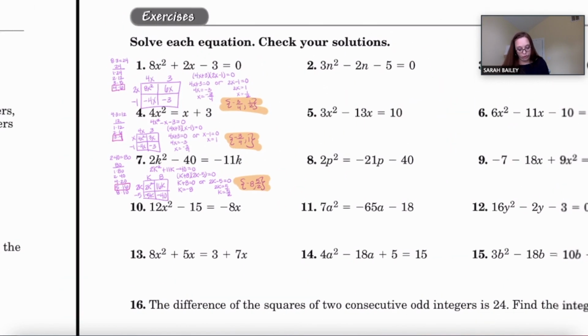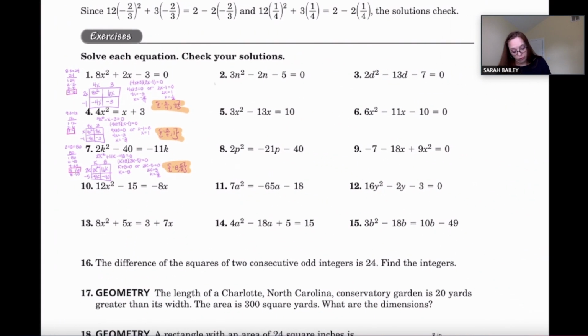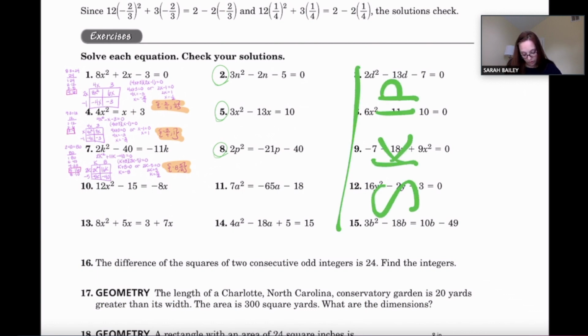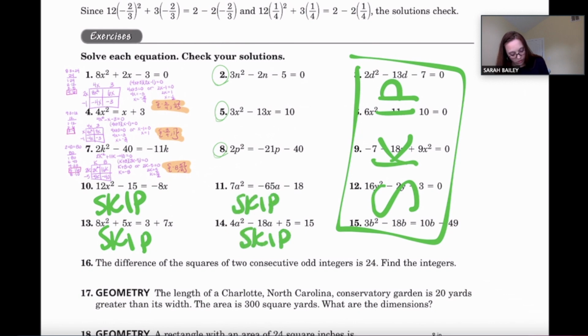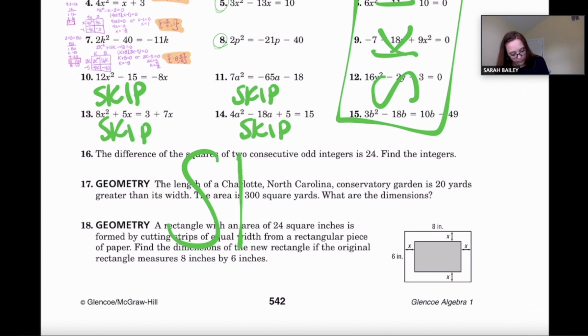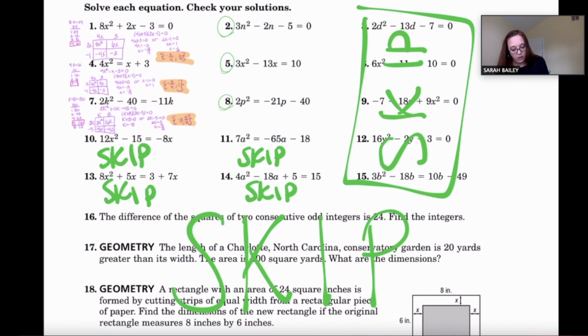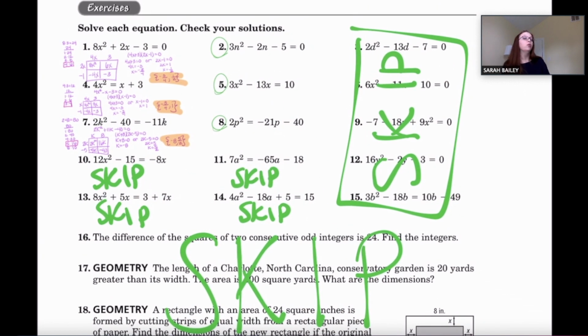Okay, so I'm going to have you just do 2, 5, and 8. You can skip over the rest. So I want you to write skip though for me. So we can skip that. Okay. So I only want you to do 2, 5, and 8. You are certainly welcome to do more, but just pause the video and do 2, 5, and 8 right now.